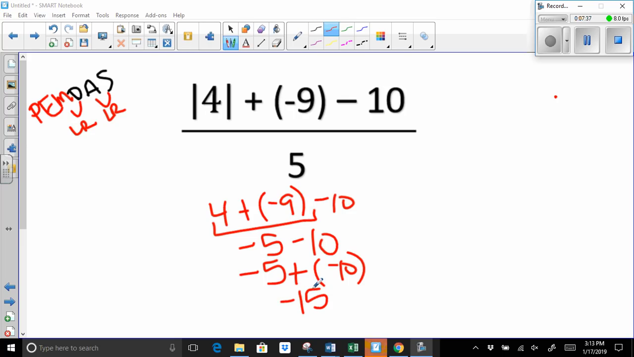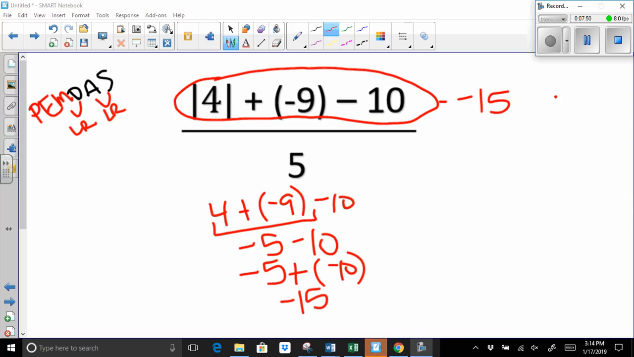Now, we are not done with the problem yet. We've only taken care of this top section, basically your numerator. We need to take care of this denominator piece. So I'm going to write this negative 15 right here, since all of this equals that. And then I'm going to put my division of 5.